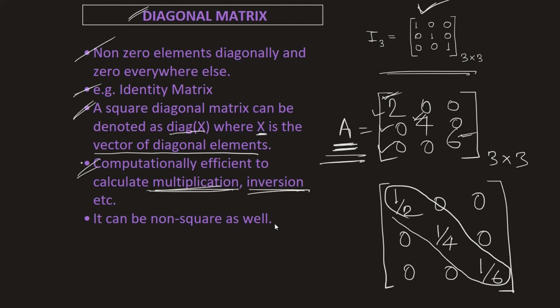Okay, so we have understood how it is making it easier for us to calculate the multiplication or inversion, and to be precise, it is not making it easier only for us but for the computers as well, and hence we are saying that it is computationally efficient or cheaper to calculate these two. And one last thing to understand, a diagonal matrix can also be non-square, although it is very unlikely to come across a non-square diagonal matrix in machine learning. But of course, a non-square diagonal matrix also exists.